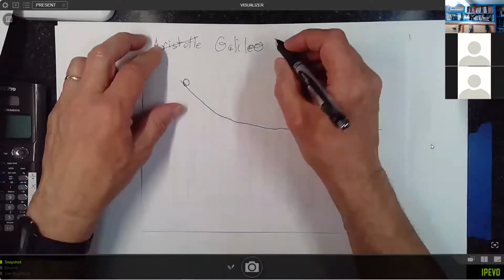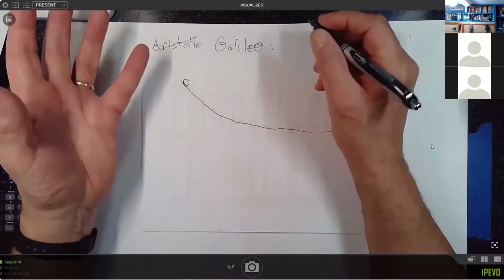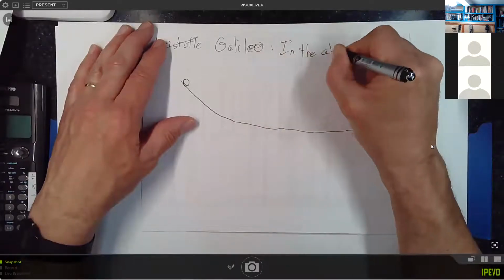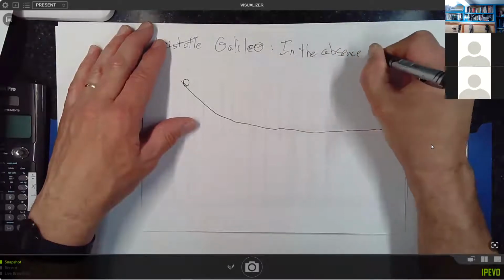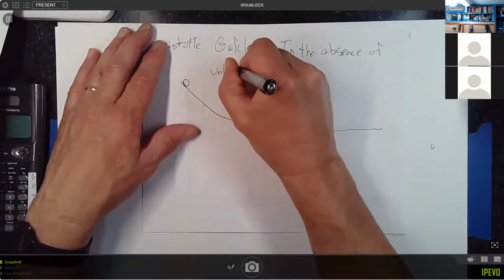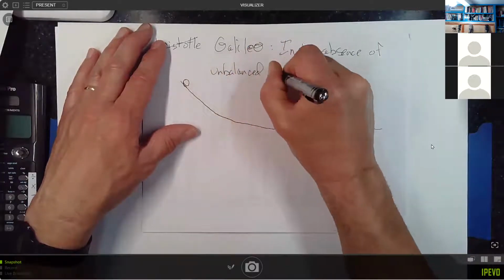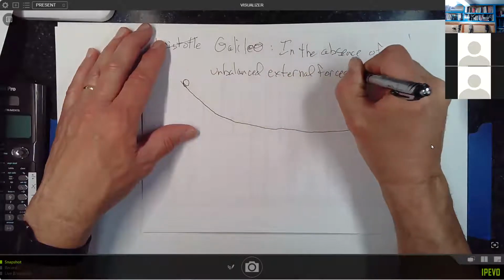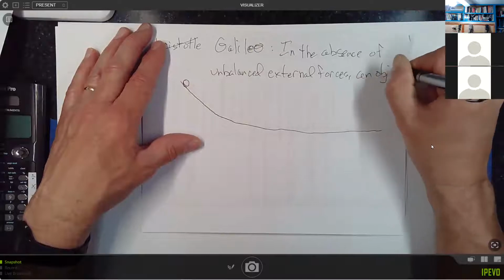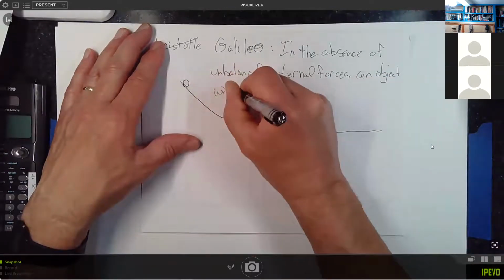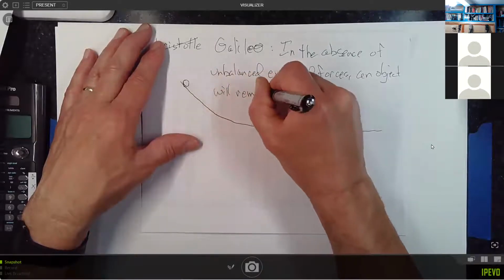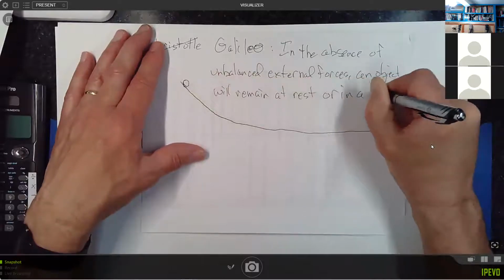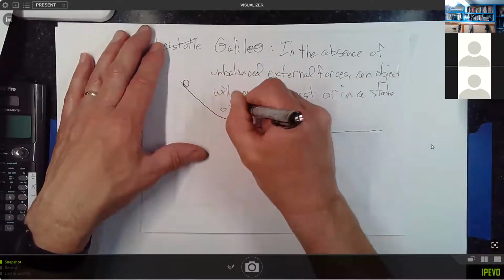And so Galileo comes up with this idea that we now call Newton's first law of motion, but he says this: in the absence of unbalanced external forces, an object will remain at rest or in a state of uniform motion.